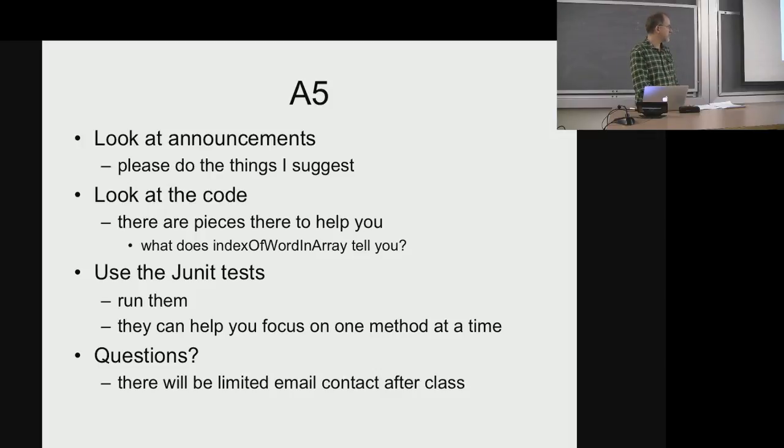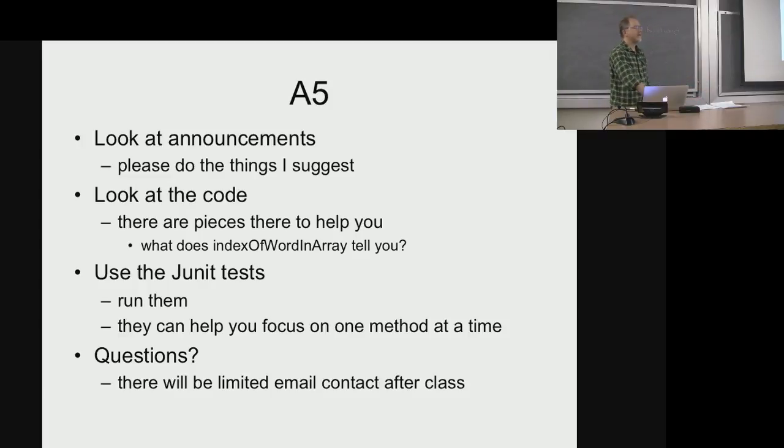So someone tell me, what does index of word in array do? That's one of the methods you should be writing, so it should be familiar too. What does it tell you? The index of a word in array. It tells you if there's a word in the words array, it tells you the index. That's half of the story. And then returns that index. It's still the same half of the story. And if it's not in that array, it returns -1. So if it's not in the array, it returns -1.